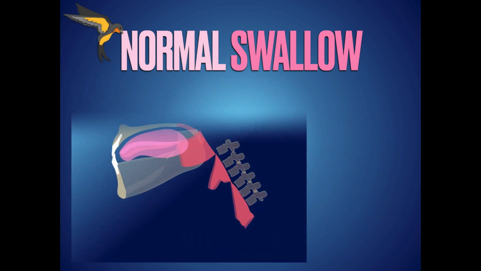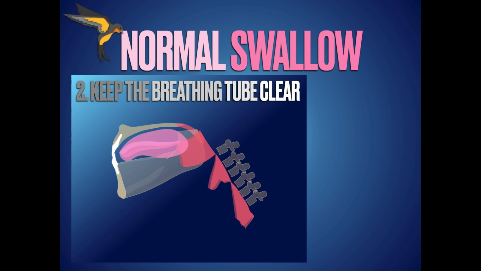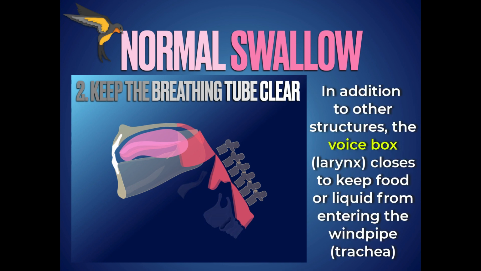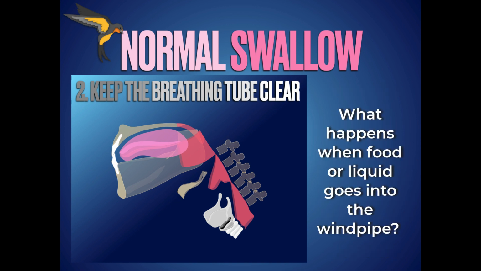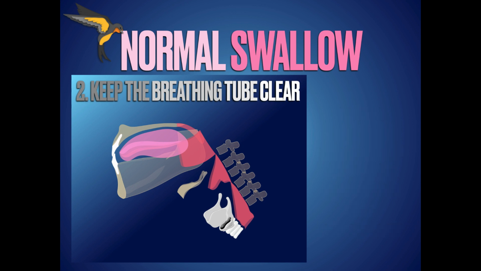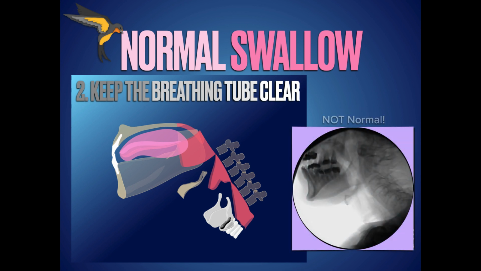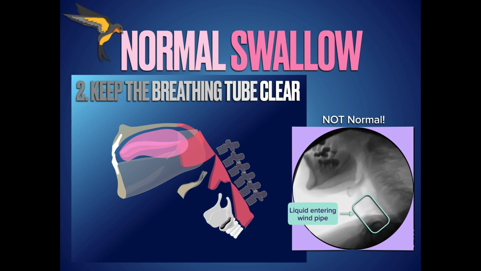How does a normal swallow keep the breathing tube clear? In addition to other structures, the voice box, also known as the larynx, closes to keep food or liquid from entering the windpipe, also known as the trachea. What happens when food or liquid goes into the windpipe? This is an individual who's swallowing thin liquid that enters the windpipe.